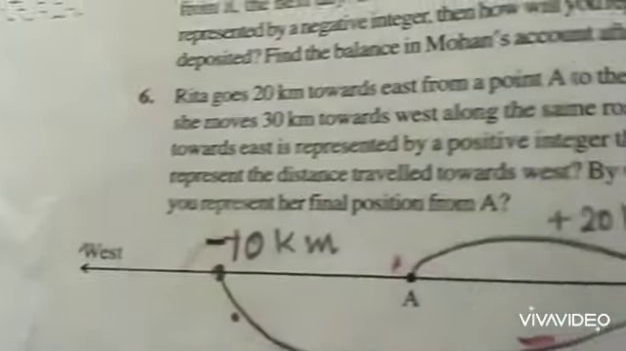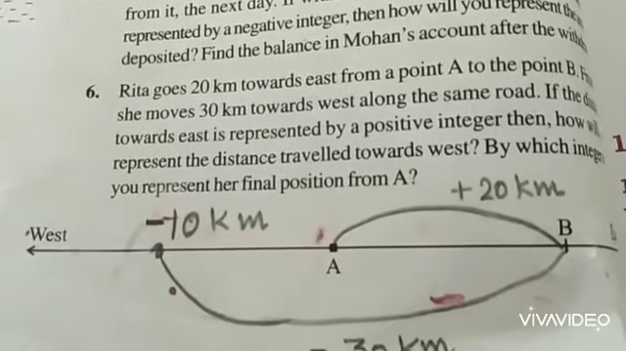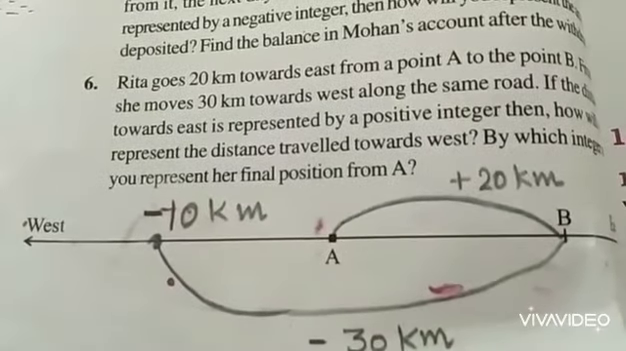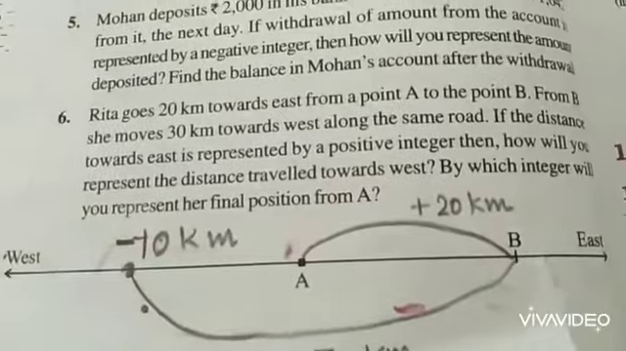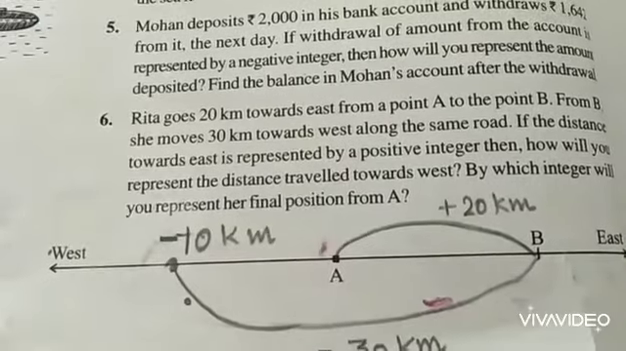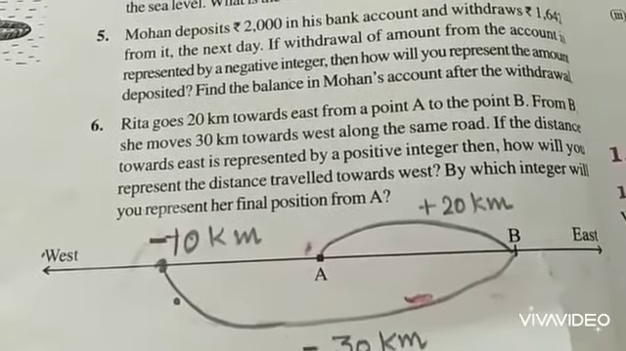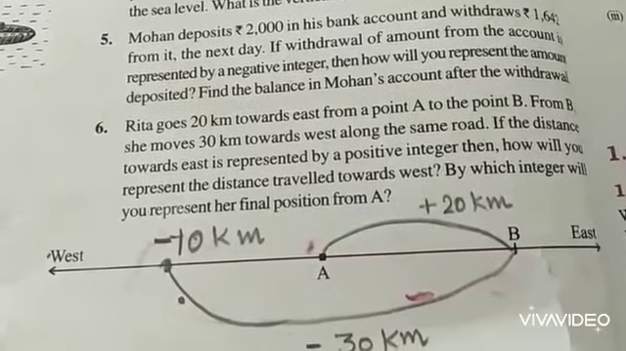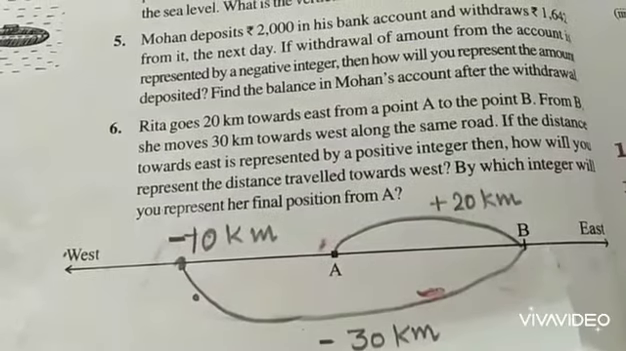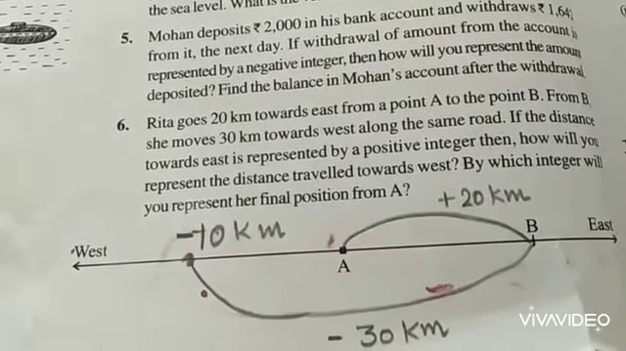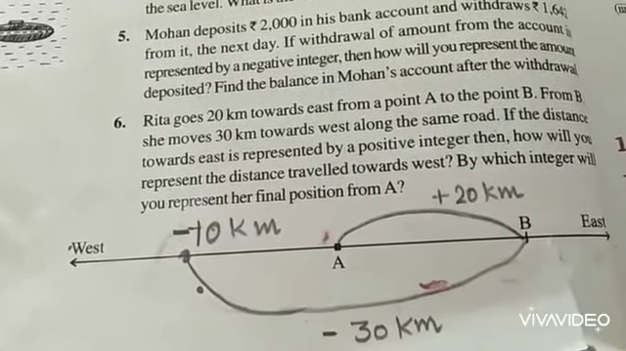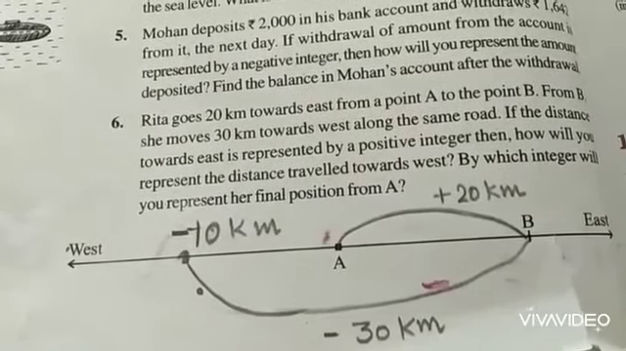Now, question number 6 in your textbook is as follows. Rita goes 20 km towards east from a point A to the point B. From point B, she moves 30 km towards west along the same road. If the distance towards east is represented by a positive integer, then how will you represent the distance travelled towards west? By which integer will you represent her final position from A?